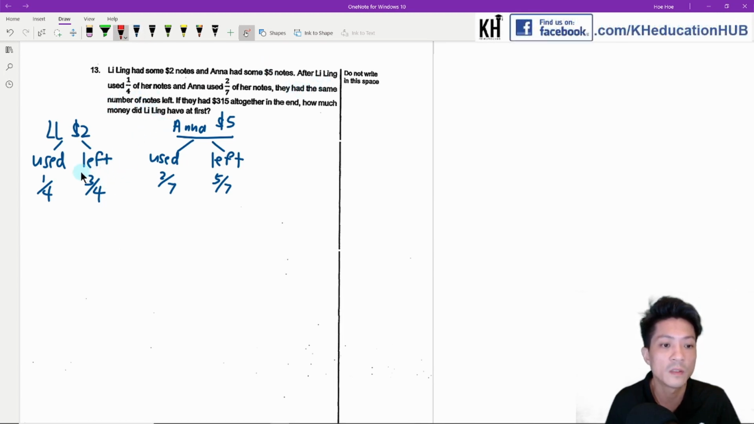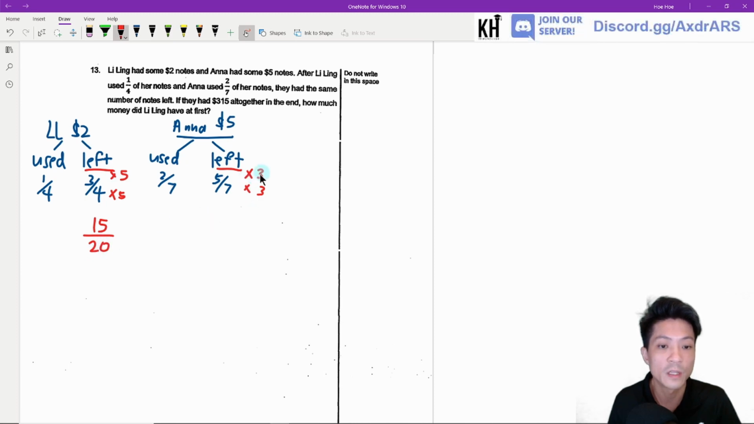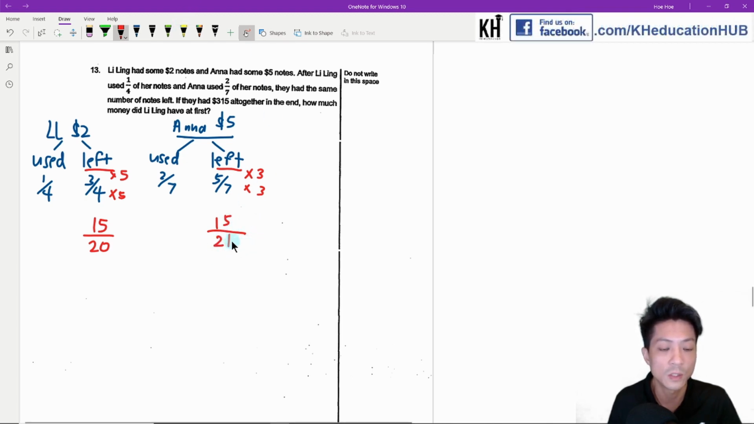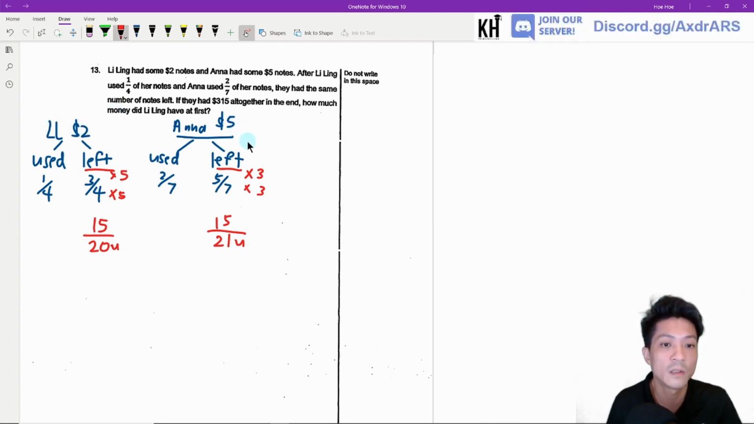Okay, they had the same number of notes left, which means that you need to make the numerator the same. If you understand the same fraction technique, you need to multiply by 5, and in this I need to multiply by 3. This will give me 15/20, and this will give me 15/21. So the denominators, 21 units and 20 units, will tell you the number of $2 notes and $5 notes.